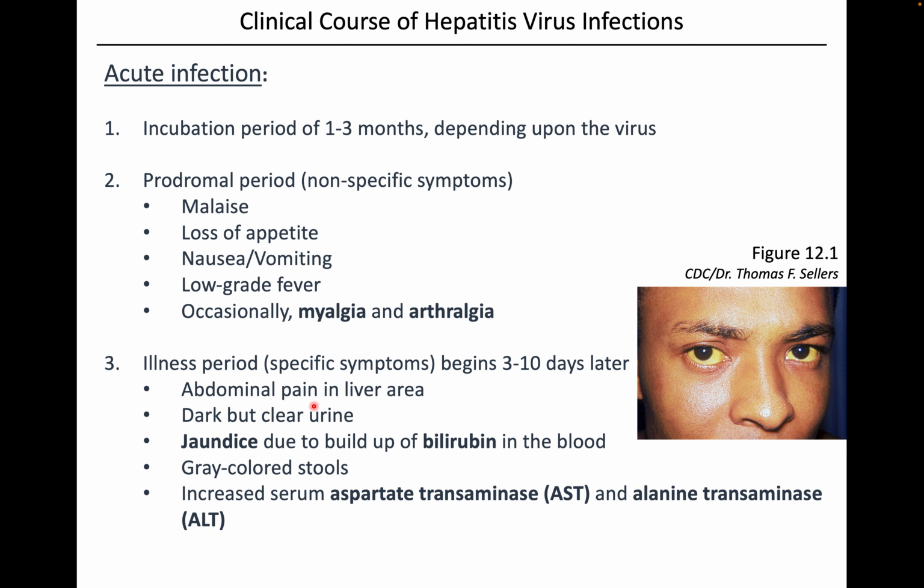You're going to have dark but clear urine. You'll get what most people probably think of with hepatitis, the jaundice, right? The yellowing of the skin and the eyes, which is caused by a buildup of this bilirubin pigment. And that builds up when your liver is not disposing of red blood cells properly. You also get some gray-colored stool and an increase in these two enzymes, AST and ALT, in the blood. These are both involved with amino acid metabolism.